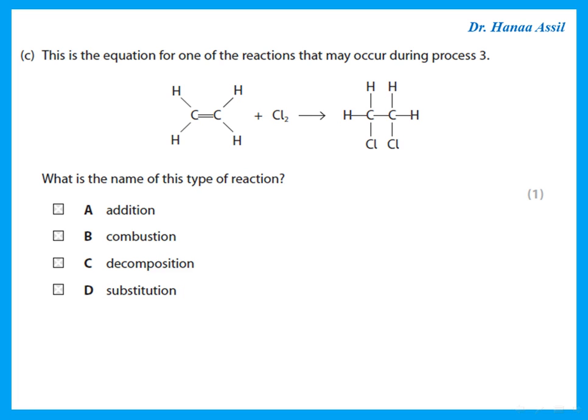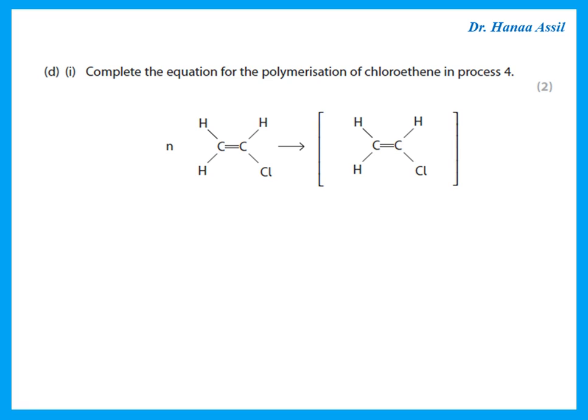This is the equation for one of the reactions that may occur during process 3. So this is an alkene, and he's adding chlorine to give the dichloro product. Remember, alkenes, when they react with halogens, this is called an addition reaction. Alkenes do addition reactions. Complete the equation for the polymerization of chloroethene.